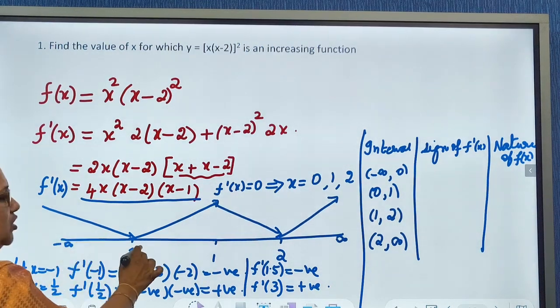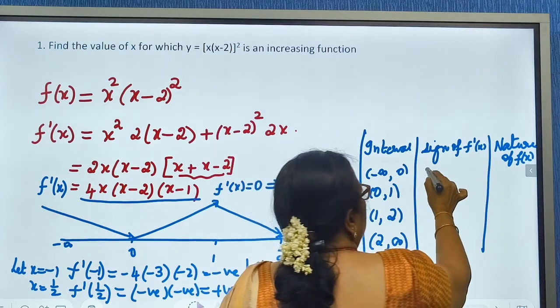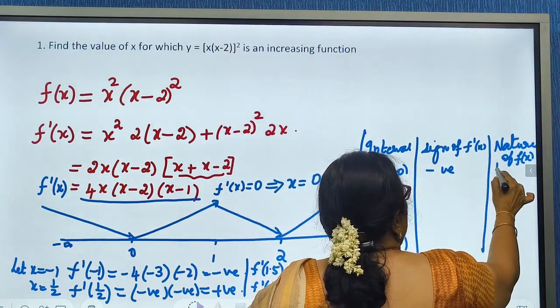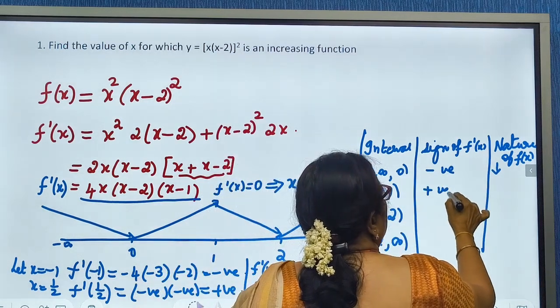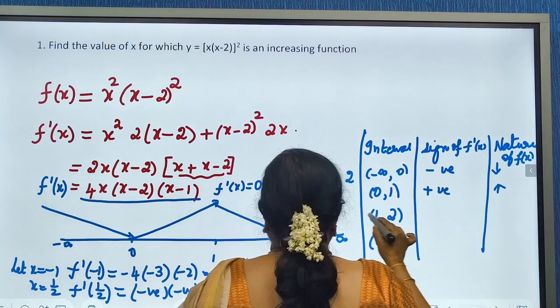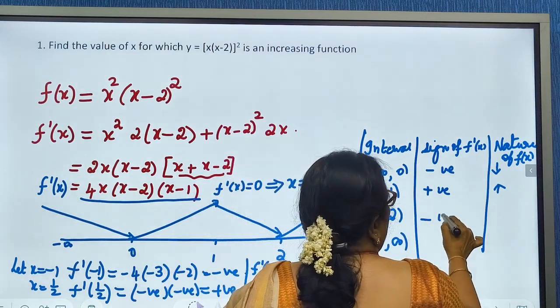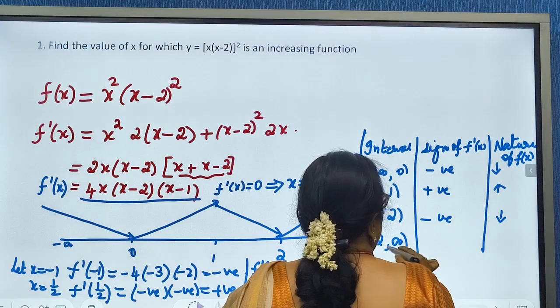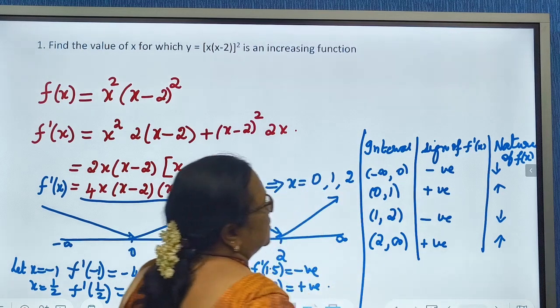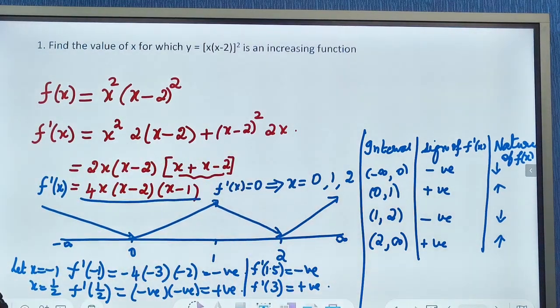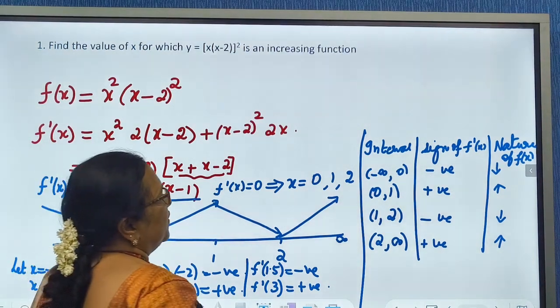From minus infinity to 0, the sign is negative, so the function is decreasing. From 0 to 1, the sign is positive, so the function is increasing. From 1 to 2, it is negative, so it is decreasing. From 2 to infinity, it is positive, so the function is increasing.